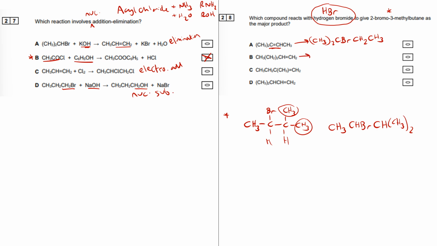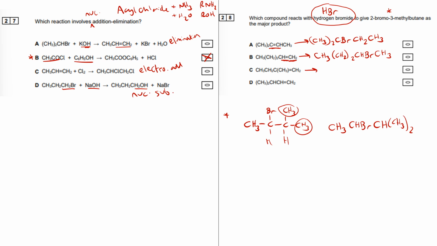B, the major product is going to be formed when the hydrogen joins onto the right hand carbon, or the far carbon, because that's got two hydrogens on, whereas the one on the left only has one hydrogen on. So you'd get CH3, two lots of CH2s, CHBr, so that's where the Br joins on, and then CH3.